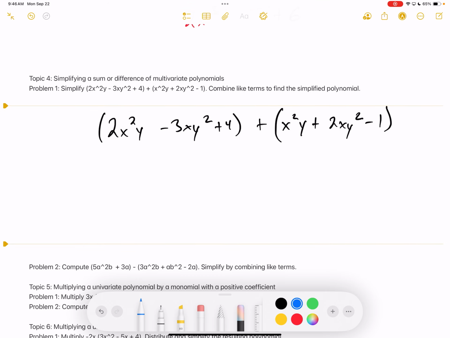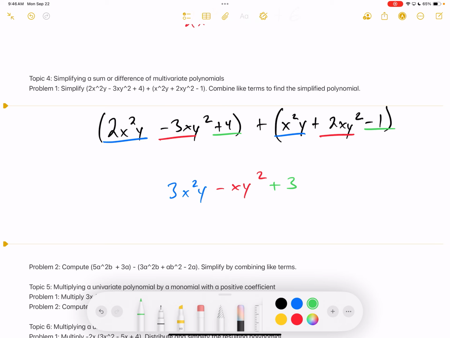Sometimes you'll even see when you write these out, you can write them underneath each other to add them up, but just combine like terms. So x squared y, they have to be exactly the same. Those both have x squared y in it, so you got 2 on the left, 1 on the right, so you have 3 of them. xy squared, so -3 plus 2 would be -1 of them. And then the numbers are always easy. 4 plus -1 would be 3.